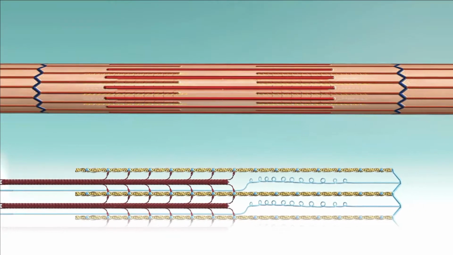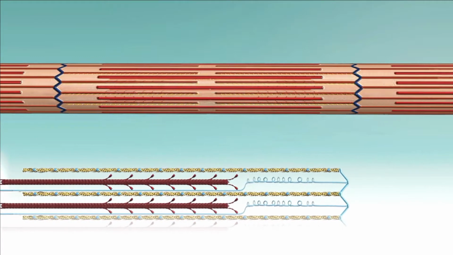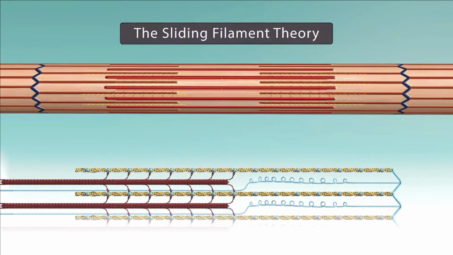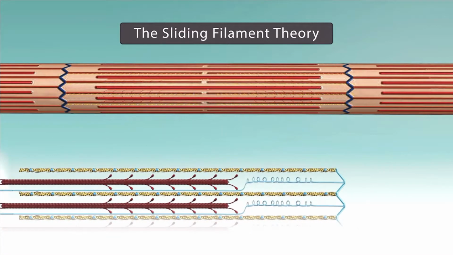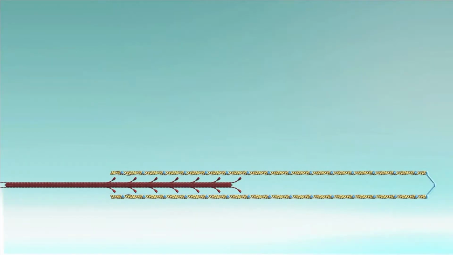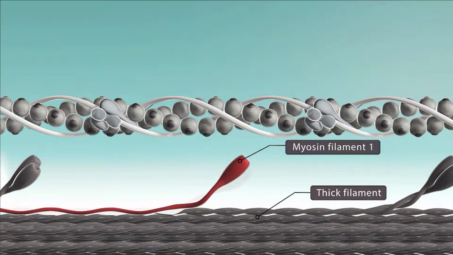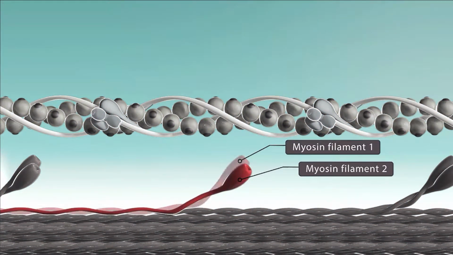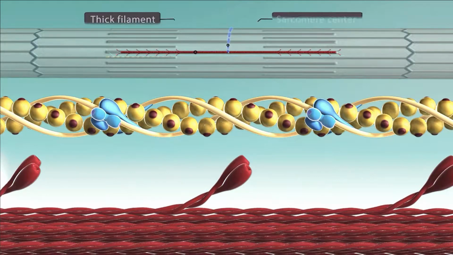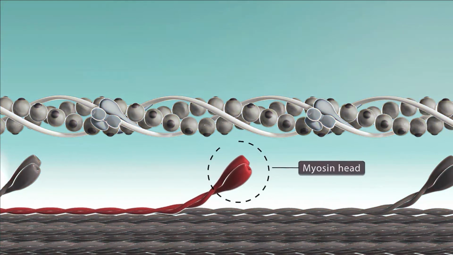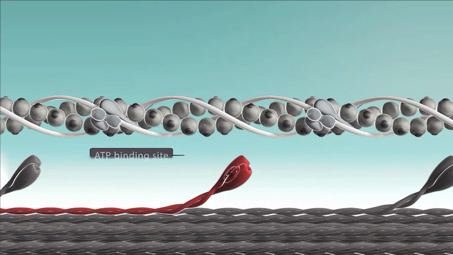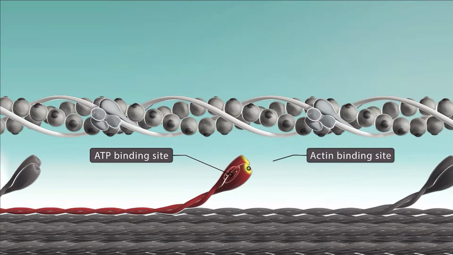When the sarcomere contracts, the thin filaments slide over the thick filaments by a process known as the sliding filament theory. Thick filaments are composed of 2 myosin filaments twisted around each other, and which are anchored in the center of the sarcomere. Each myosin has a head and tail. There are binding sites for ATP and for actin on the head of the filament.